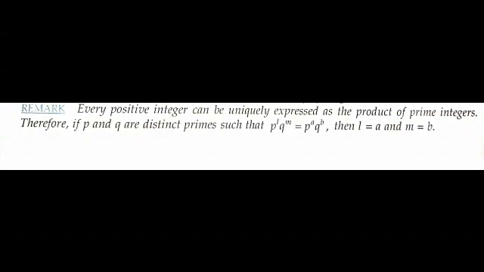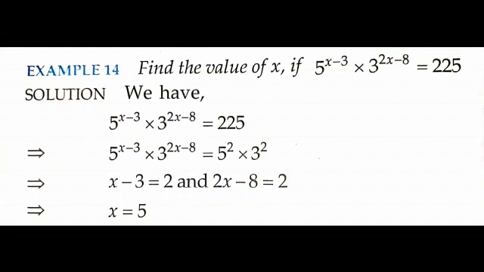So in this week we will discuss only the problems, and the very first one is: find the value of x if 5 raised to the power x minus 3 into 3 raised to the power 2x minus 8 is equal to 225. So here we have 5 to the power x minus 3 into 3 to the power 2x minus 8 equal to 225. Getting the prime factors of 225, we can write it as 5 to the power 2 into 3 to the power 2.